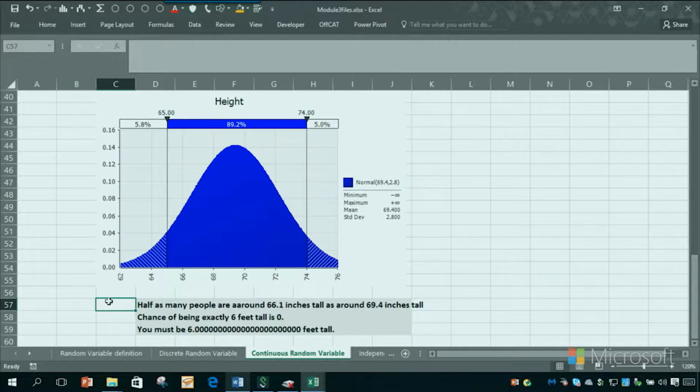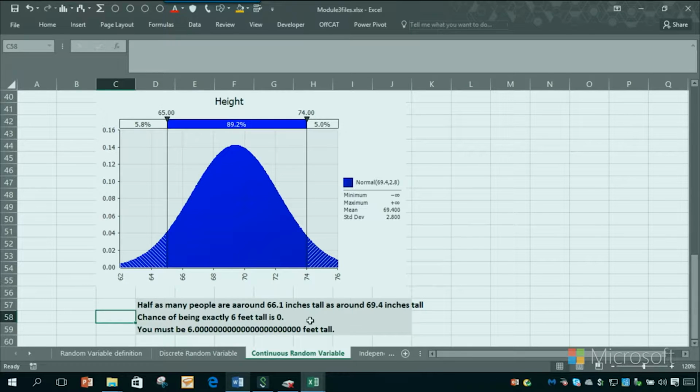Okay, and again, the density function gives you how dense can mean not very smart, but here it means massive, or how massive is the probability. If you look at the density at 66 inches and the density at 69 inches, basically 66 inches has roughly half the density of 69 inches. This density curve has roughly half the height at 66 as 69.4. That means roughly half as many men are around 66.1 inches tall as around 69.4 inches tall.